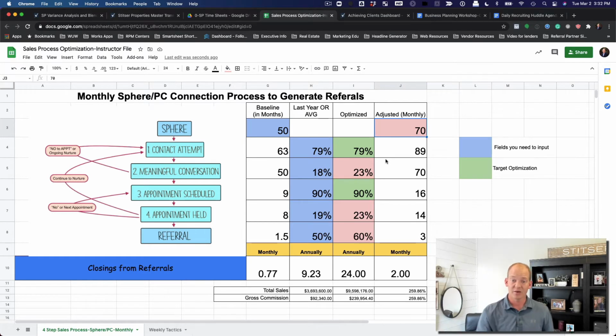Okay, then we're going to say, hey, your conversion ratio of contacts to conversations, let's just leave that the same. We're not going to change it. So instead of making 63 calls a month to our Sphere and Past clients, we're going to make 89 calls, all right?